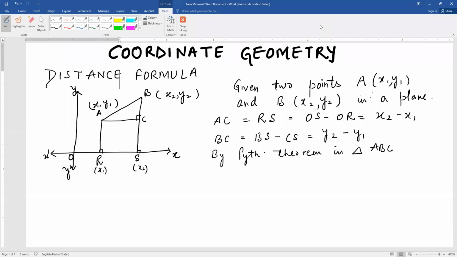Good morning, students. Today we'll be starting the new chapter, Coordinate Geometry. As you already know, we have studied coordinate geometry in class 9th also.